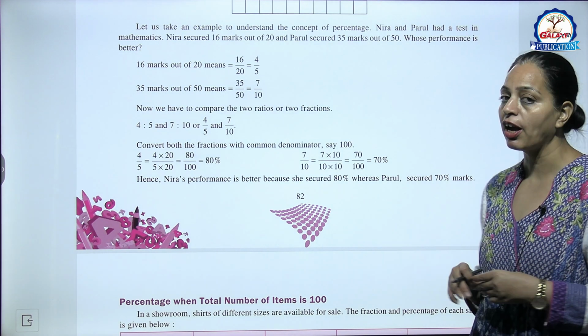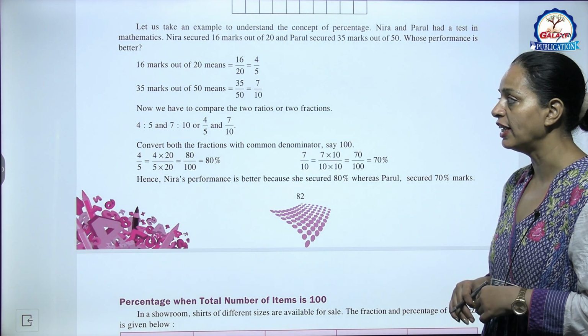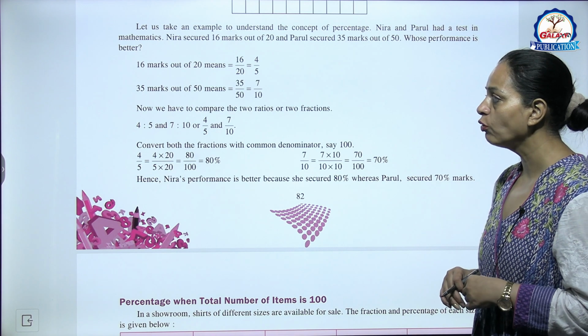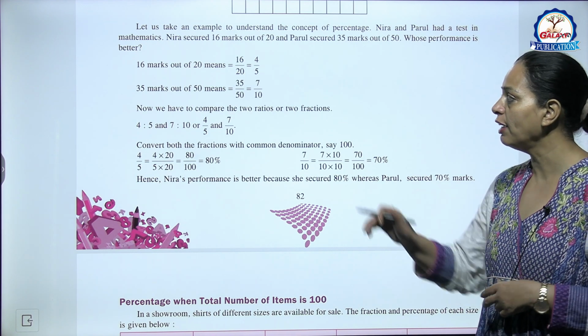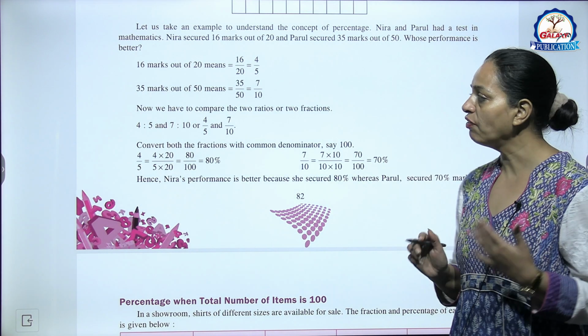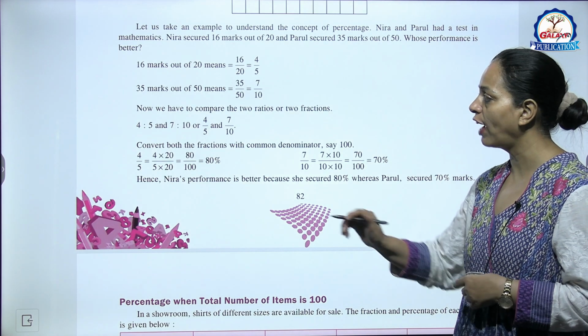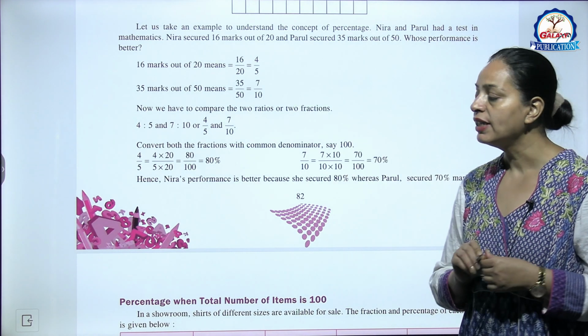तो इस केस में हम क्या फाइंड करेंगे? Their percentage. So 16 marks out of 20 means 16 upon 20 means 4 upon 5. 35 marks out of 50 means 35 upon 50 means 7 upon 10.